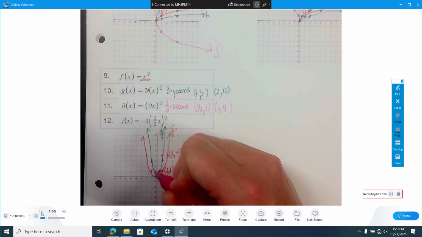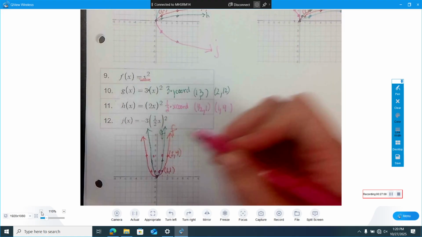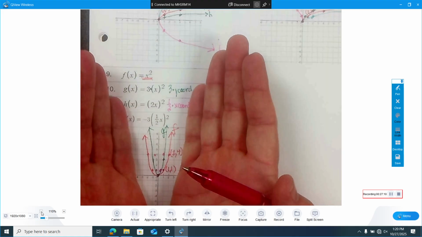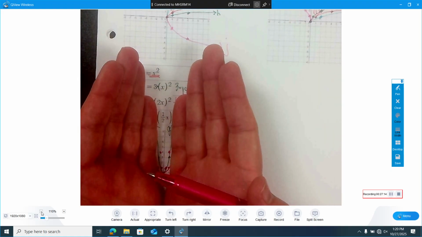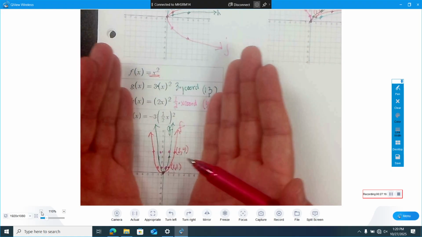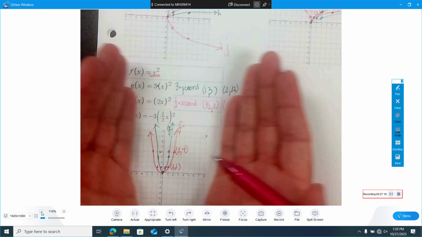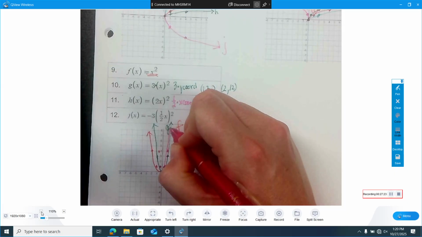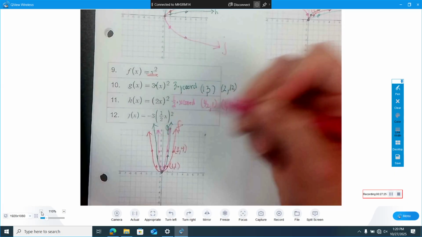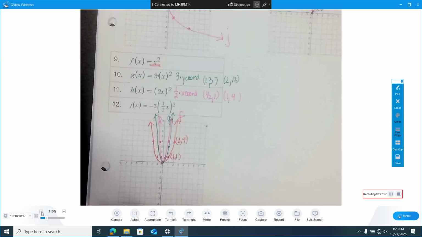So this is very skinny again. So what's it doing from the red graph to the pink dots? This is a horizontal compression. Do you see how it's pulling in towards the middle there? So that's a horizontal compression. So there's H.